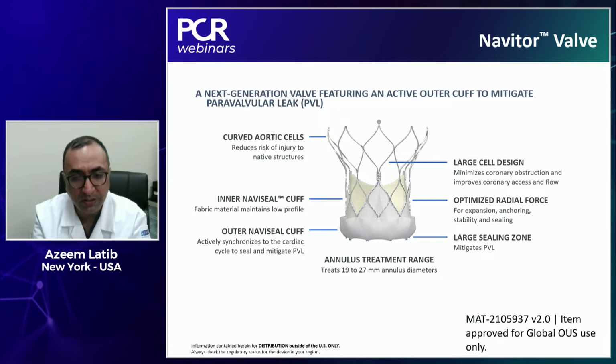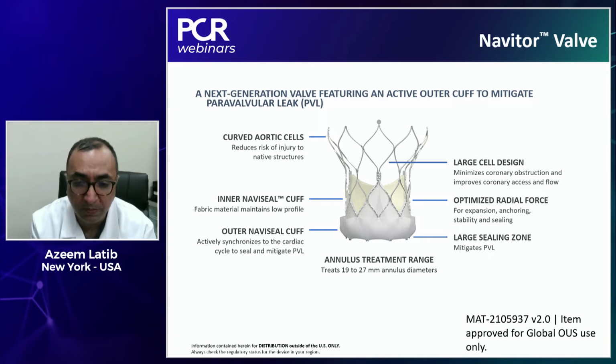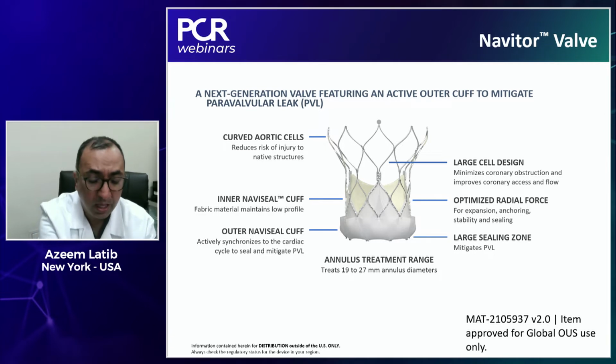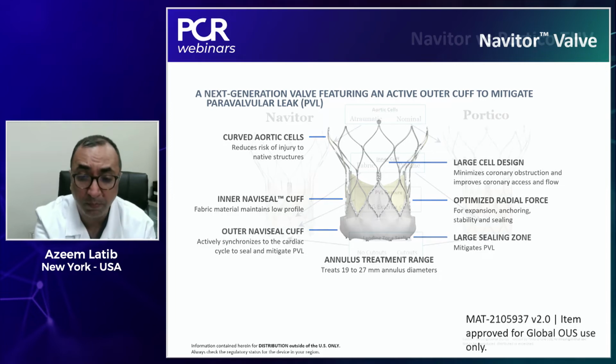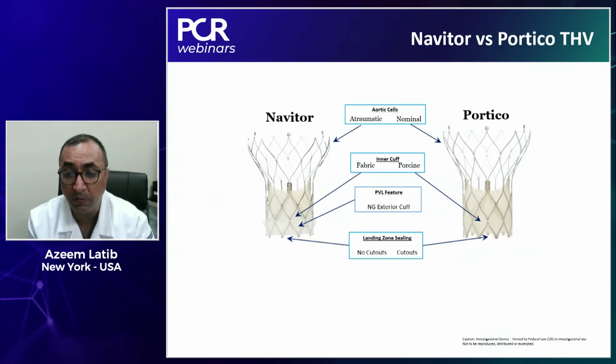It's more than just having a pericardium on the outside. This is really a true cuff that during diastole is going to stop regurgitation and PVL. And I'm really excited to see how this case is going to turn out, and as we see more data from Michael on the results for this.